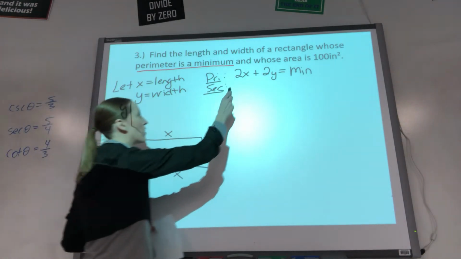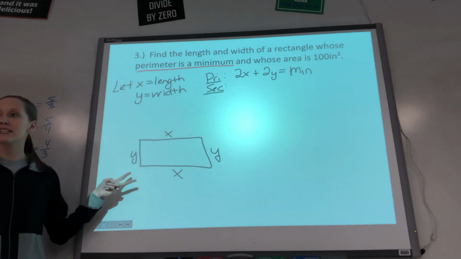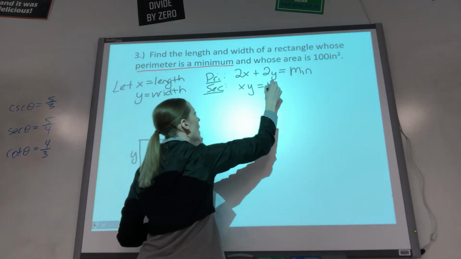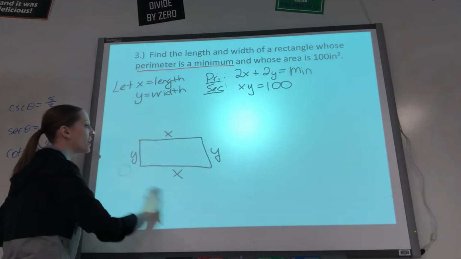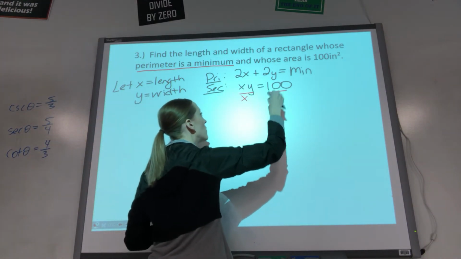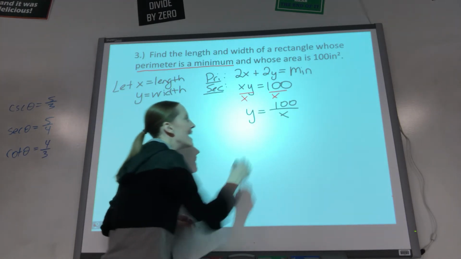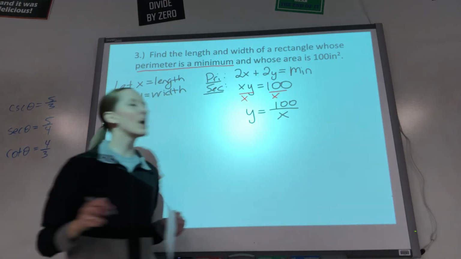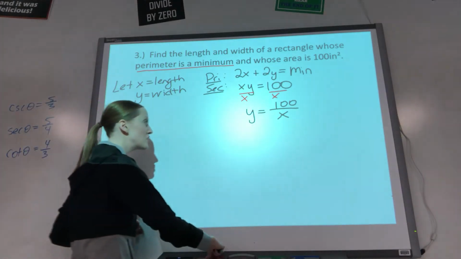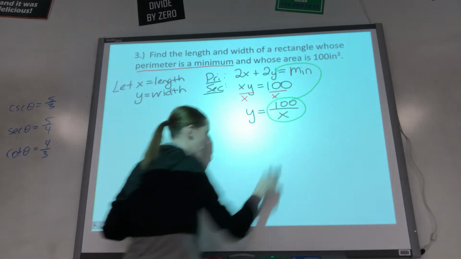Area of a rectangle, that's going to be my secondary equation. How do we find the area of a rectangle? Length times width. So x times y, that is going to be 100. I'll worry about putting my units back up once I'm done with the problem. So I always like to solve it for y. If you have a problem in your homework where it's a little bit easier to solve for x instead, then by all means do it that way. It doesn't matter which variable you solve for.